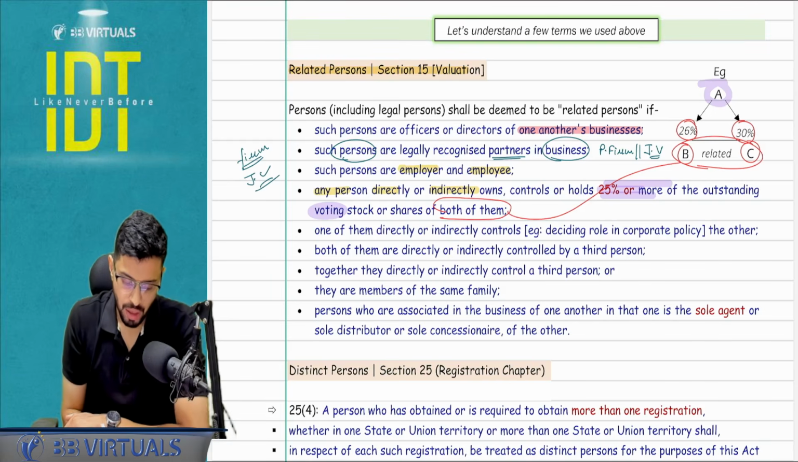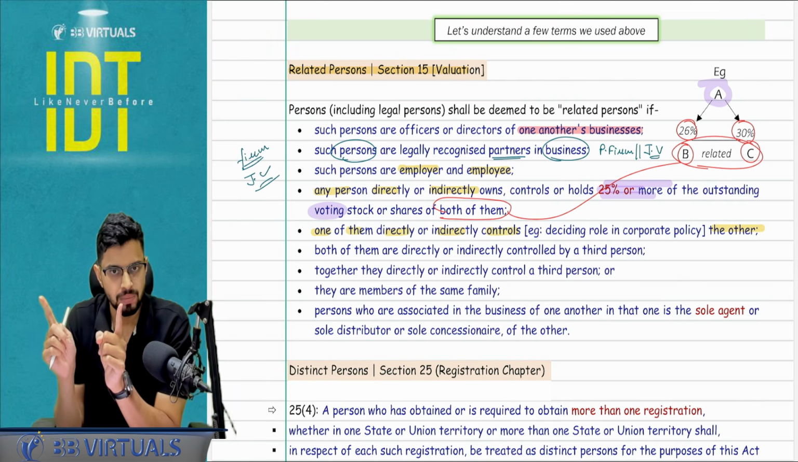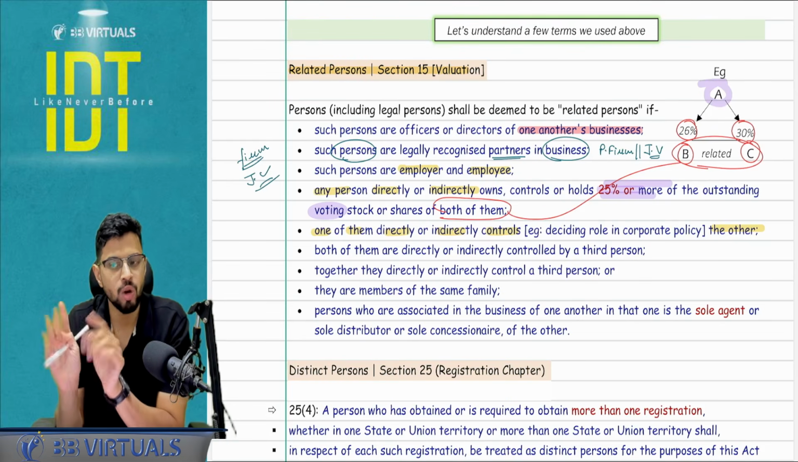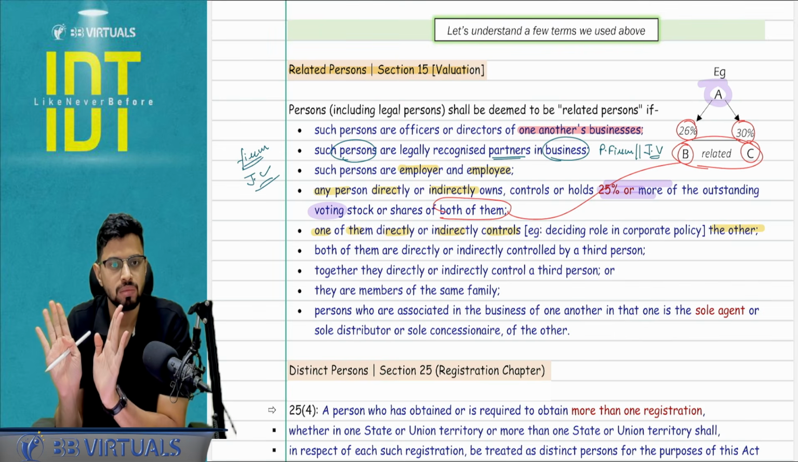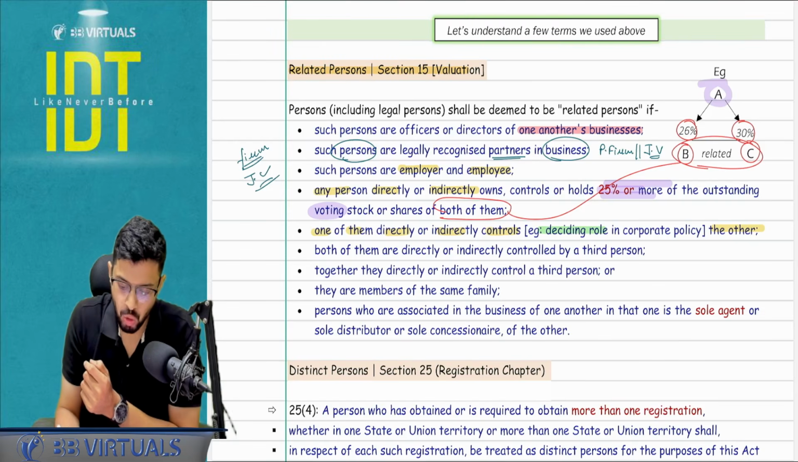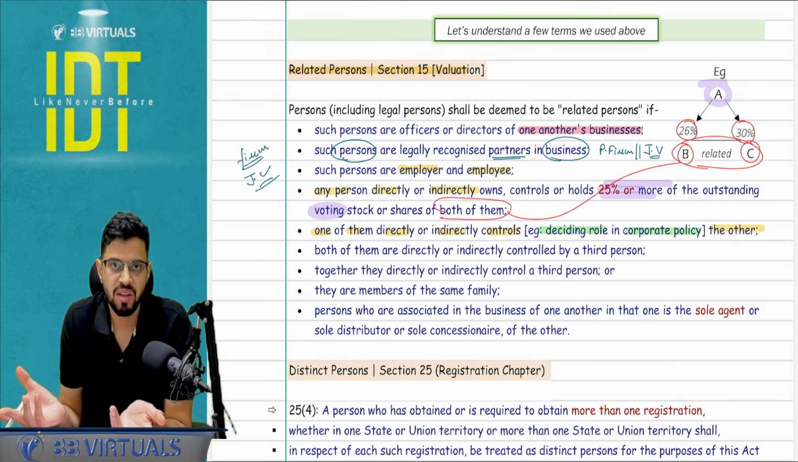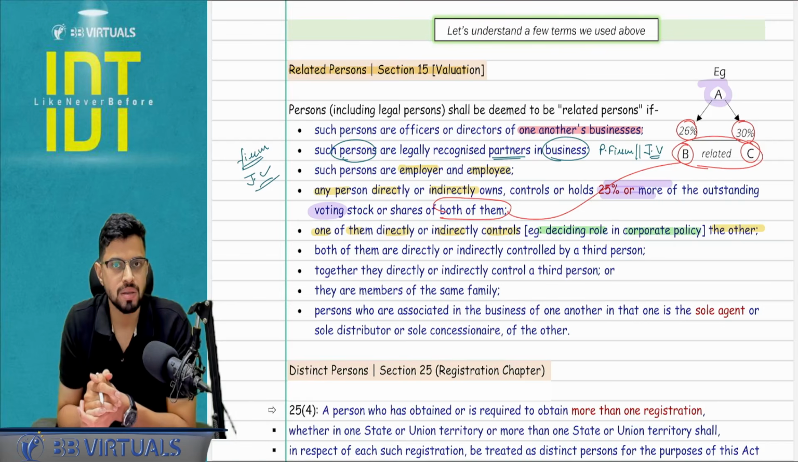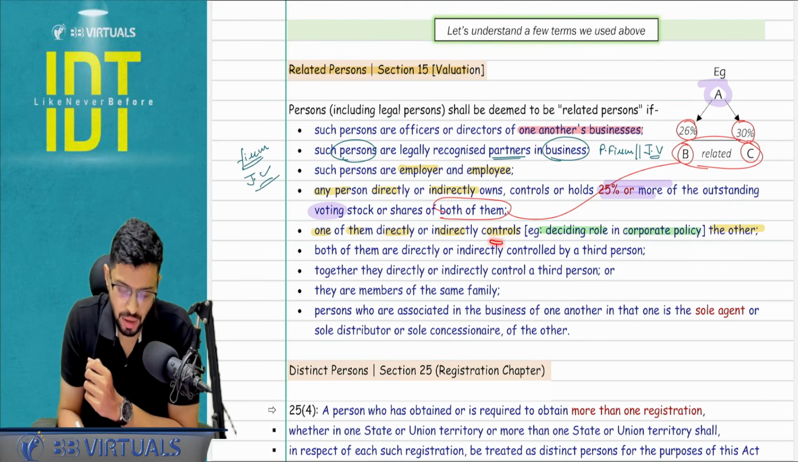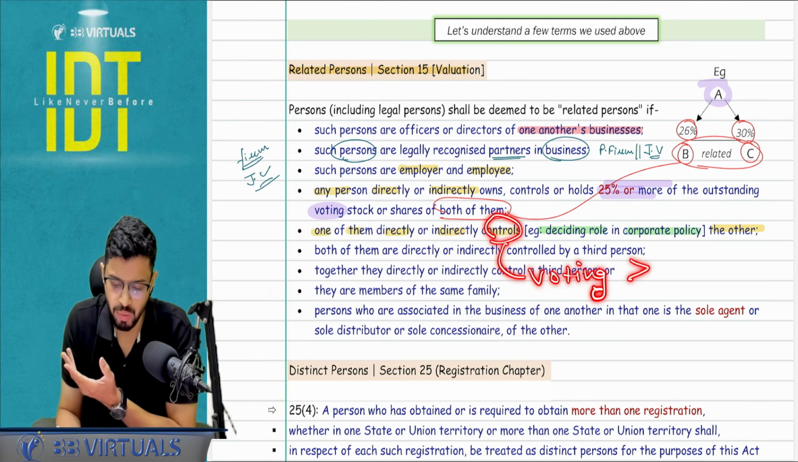Next, one of them directly or indirectly controls the other. So if we are talking about only two people, we have to see one should be controlling the other. So what is control? Not defined in law. Example, it can be deciding the role in corporate policy. Example can be having a say in the composition of the board of directors. Sir, can control come by voting as well? Yes, but for that, in general understanding, it should be more than 50%.